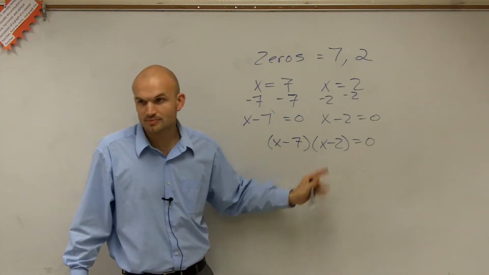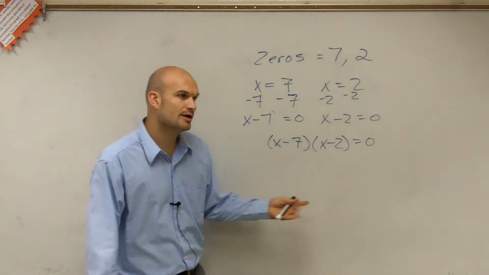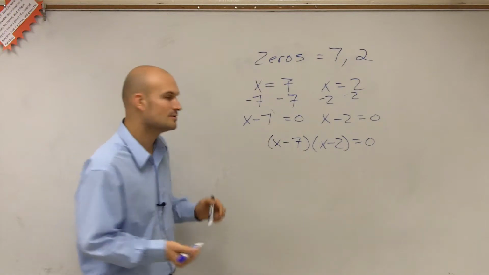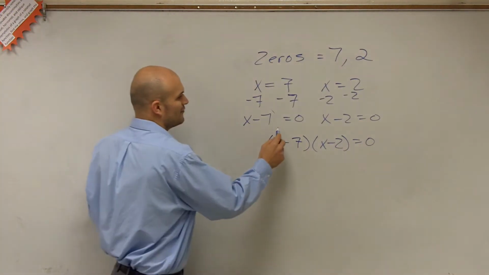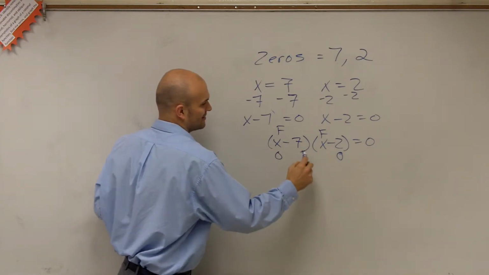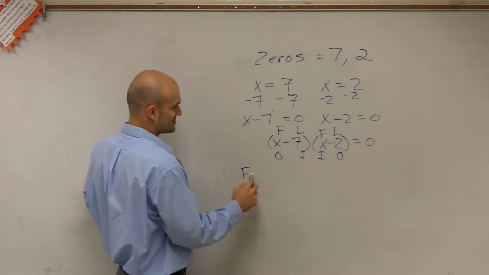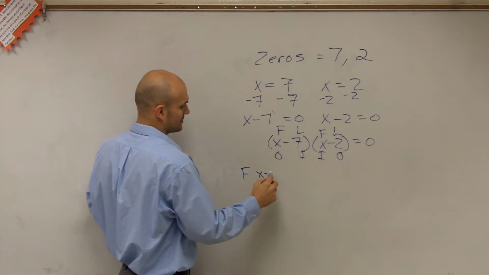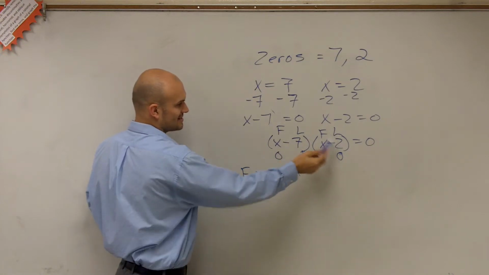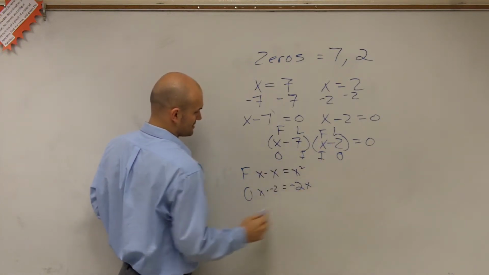Now, can we multiply this out? Can we multiply that out? Yeah. Just go ahead and apply your FOIL. You guys need me to do FOIL or the box? Okay. We'll do the FOIL. FOIL: first, outer, inner, last. So we do the firsts. x times x equals x squared. Outer, x times negative 2 equals negative 2x.